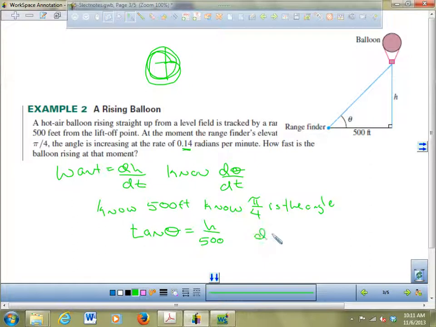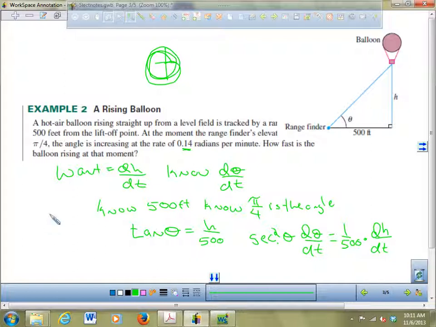First you have to take the derivative of tangent theta. What's the derivative of tangent theta? Positive secant squared theta times the derivative of theta with respect to t, which is d theta dt, and that equals 1 over 500, because that's a constant, times the derivative of h with respect to t. What's that? Just plain old dh dt. See?